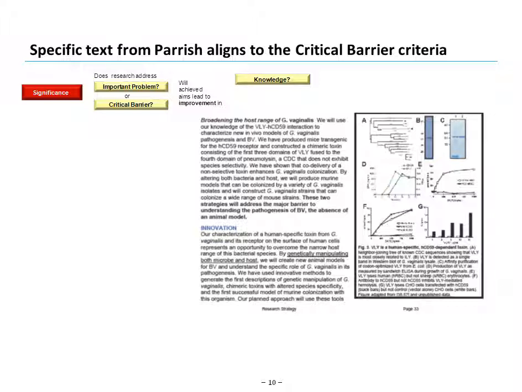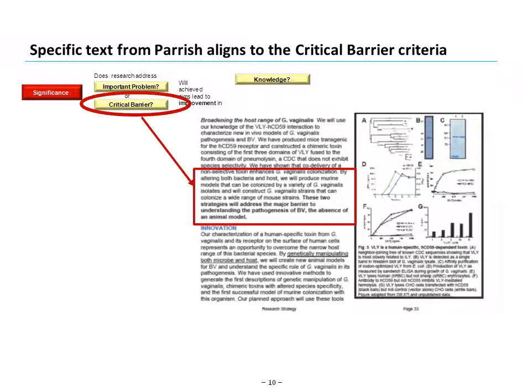Now, specific text from Parrish also aligns to the critical barrier criteria. And there it is. By altering both bacteria and host, we will produce murine models that can be colonized by a variety of G. vaginalis isolates, and will construct G. vaginalis strains that can colonize a wide range of mouse strains. These two strategies will address the major barrier to understanding the pathogenesis of bacterial vaginosis, the absence of an animal model. Explicit connections to the notion of a critical barrier.